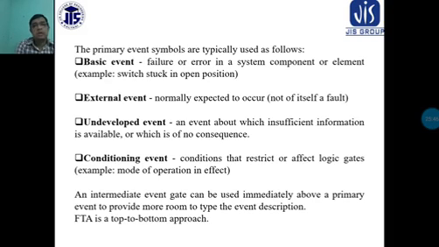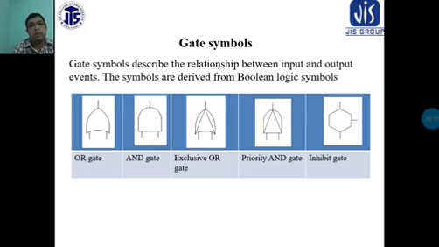Another is the conditioning event, which restricts or affects logic gates; an example is the mode of operation in effect. An intermediate event gate can be used immediately above primary events to provide more room to type the event description. That means fault tree analysis is a top-to-bottom approach.